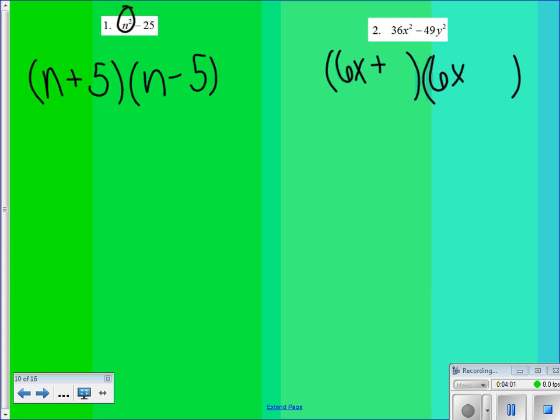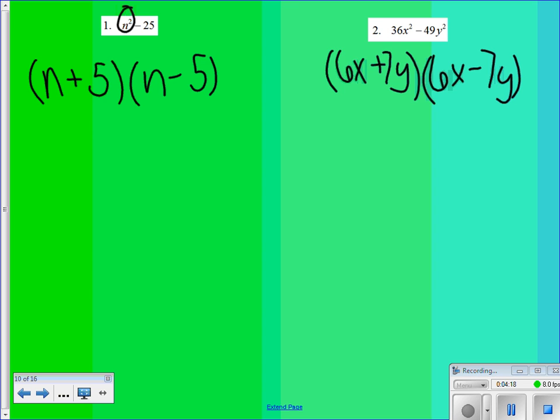And then remember, we have a plus and a minus in each. For the second term, the square root of 49 is 7. The square root of y squared is y. So we have a plus in each and we have a minus in each. Okay?